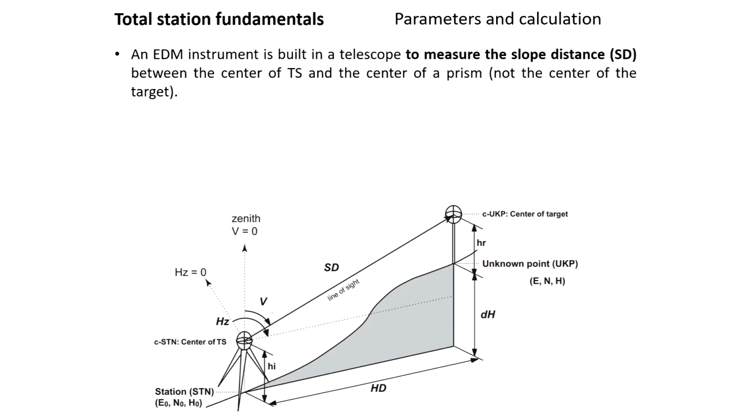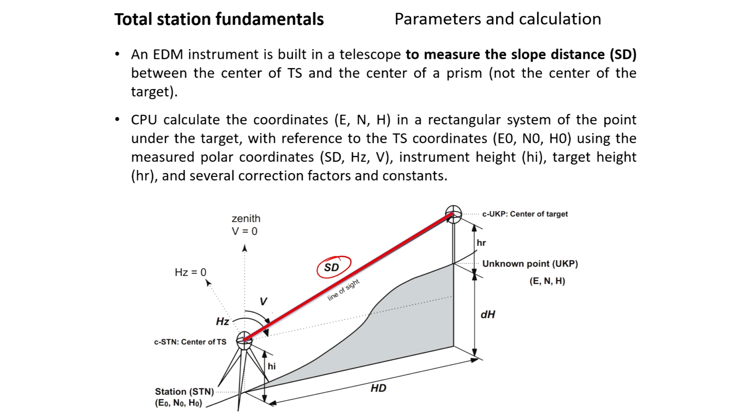Further, your EDM instrument is built into the telescope to measure the slope distance. This is your slope distance, and that will vary depending on the height. And the slope distance is between the center of the TS and the center of the prism, not the center of the target. This is an important point we need to keep in mind about the slope distance. So, basically it is like the line of sight also, but you have to always be careful so that you get the proper reading, that is, you are looking at the center of the prism.